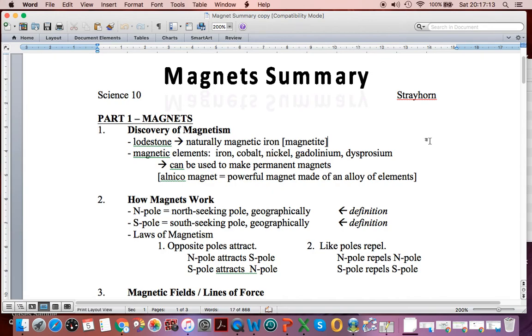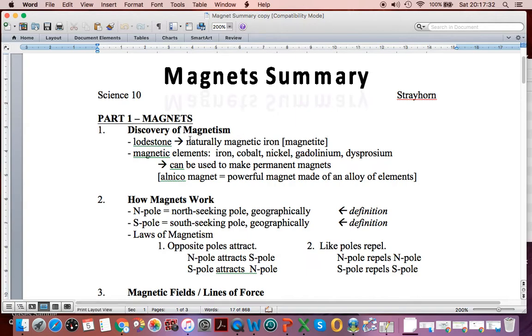Good day. We're going to look at this magnet summary in two parts. Part one will be the magnets, part two will be electromagnets. This is giving you a fair amount of information to go with your previous notes, but it's also important to take a close look at those previous notes.